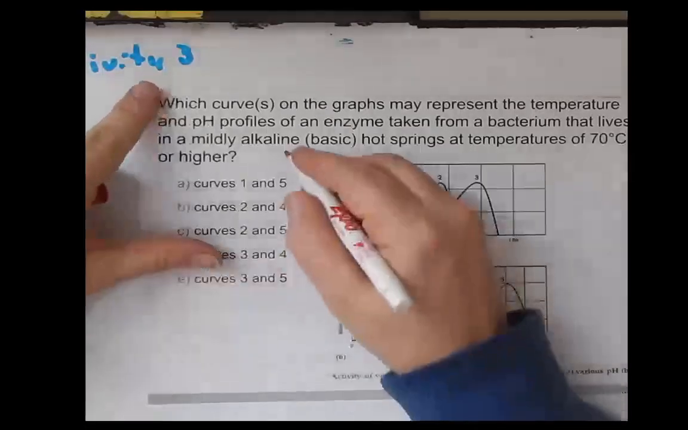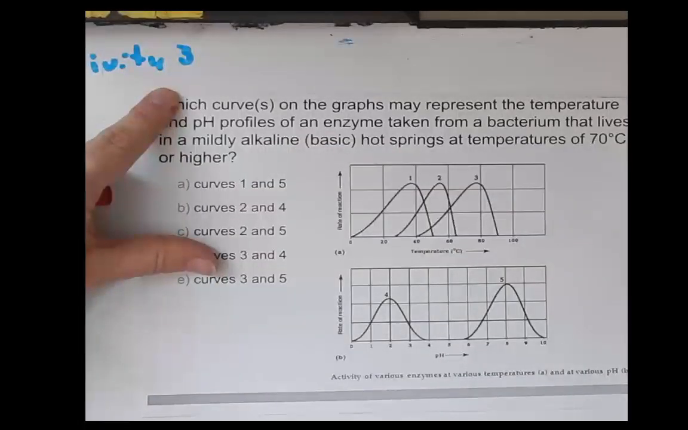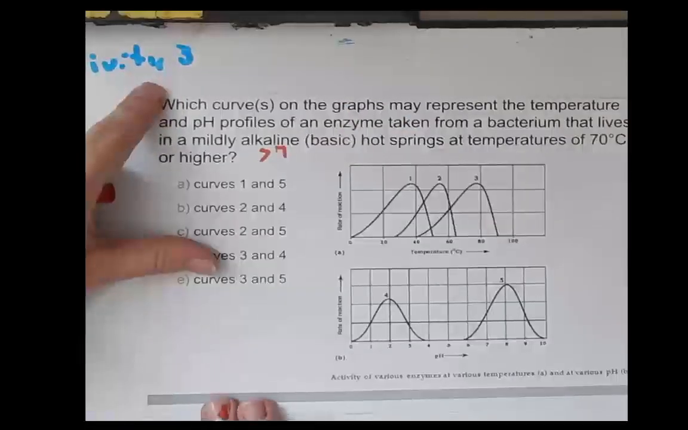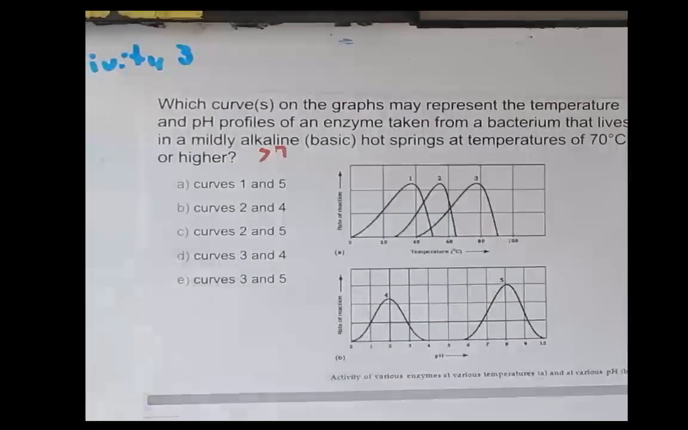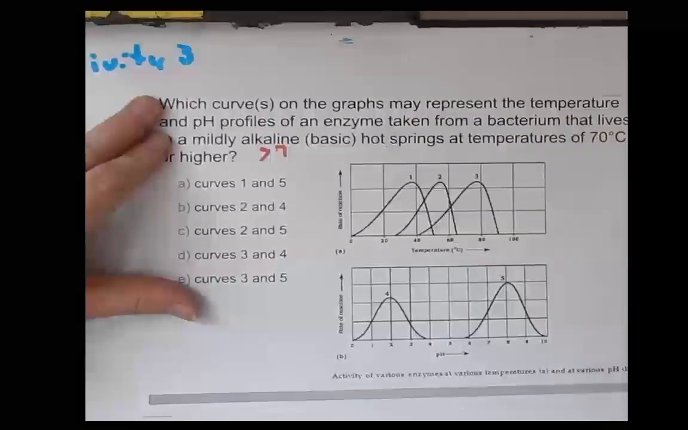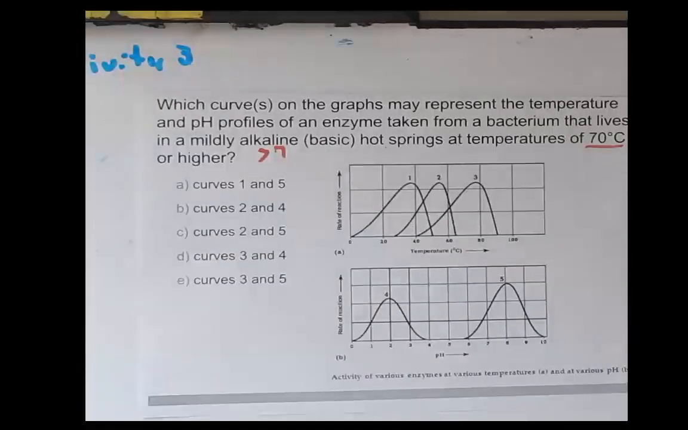degrees. What this tells us here, the alkaline, it tells us that its activity is going to be the highest at pH greater than 7. This is mildly alkaline, so it's not going to be like pH 14. It's just going to be a little basic. It also says it lives in a hot spring, so this is not shocking for us to discover that its optimal activity is going to be at 70 degrees Celsius, or at least that's what we would predict since that's the environment it lives in.